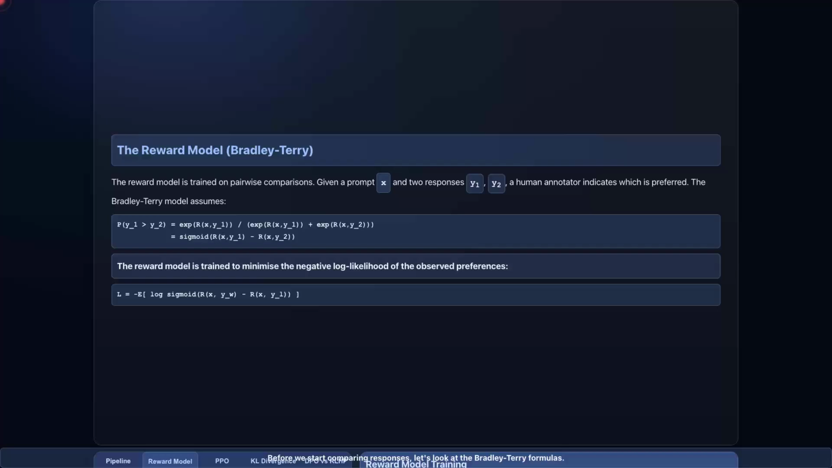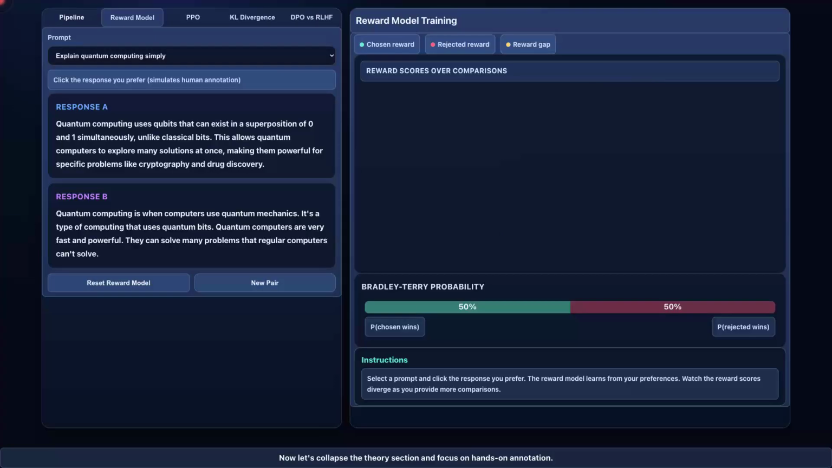These equations let us turn human preferences into probabilities, which are used to train the reward model. The difference in reward scores between two responses is passed through a sigmoid function, giving us the probability that the chosen response is preferred. Now let's collapse the theory section and focus on hands-on annotation. We'll see how these formulas come alive as we compare real model responses.